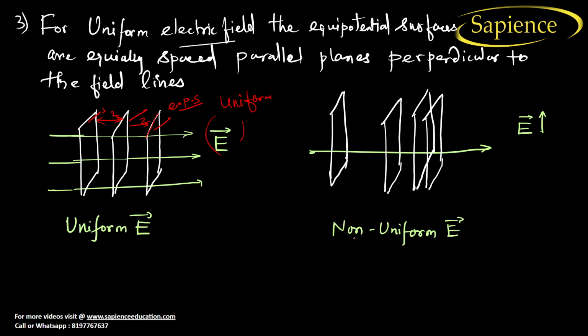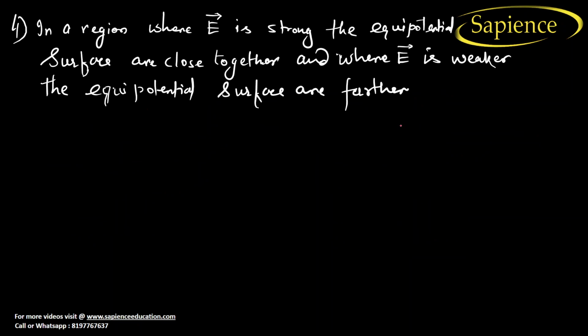But if it is a non-uniform field, then there will be no equal spacing. Suppose this is 4 centimeter, this will be 3 centimeter, this will be 2 centimeter. So these are unequally spaced equipotential surfaces. And one thing you have seen is that the distance is also decreasing as we go here.